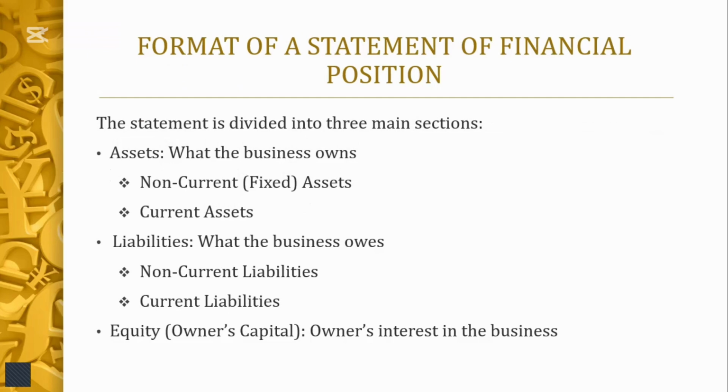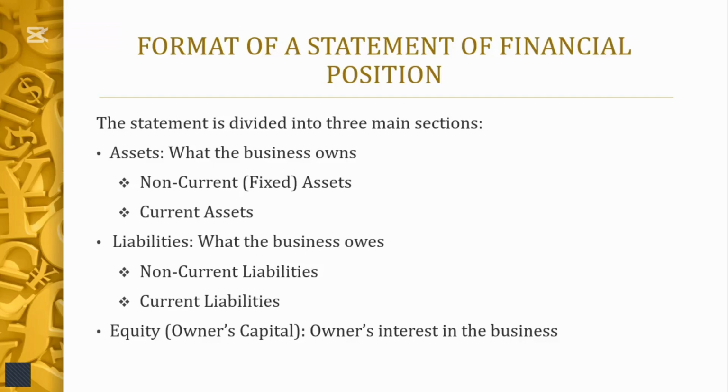The format of a statement of financial position, the first thing that we have to take a look at is that it is divided into three main sections. And again, as I said before, it reflects that accounting equation: assets, liabilities, and equity, otherwise known as capital. What are assets? It is whatever the business owns or controls. And it is divided into non-current, otherwise known as fixed assets, and these are ones that are going to last us for more than 1 year. Now, please note that's just a basic definition of it. And we have current assets. These are ones that would last us for less than 1 year.